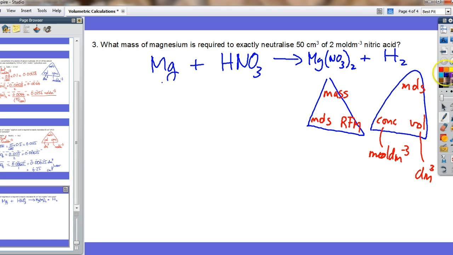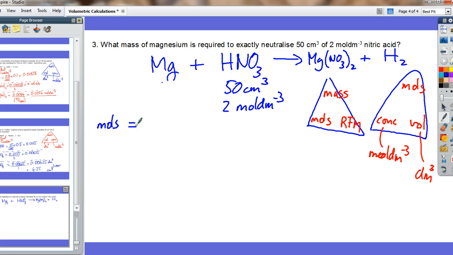So let's get the question done. Let's organise our data. We're asked for the mass of magnesium, and we're told that the volume of nitric acid is 50 centimeters cubed, and we're told the concentration is also 2 moles per decimeter cubed. And hopefully you'll remember that the calculations were in 3 parts. In the first part we worked out the moles of a substance, and in this case we're going to work out the moles of nitric acid because we have volume and concentration.